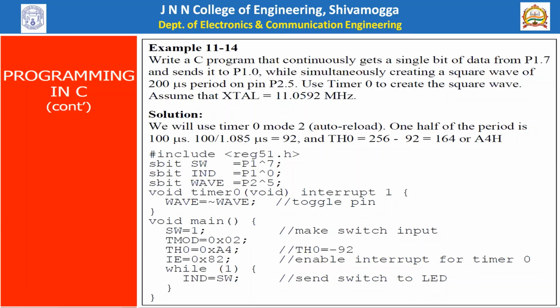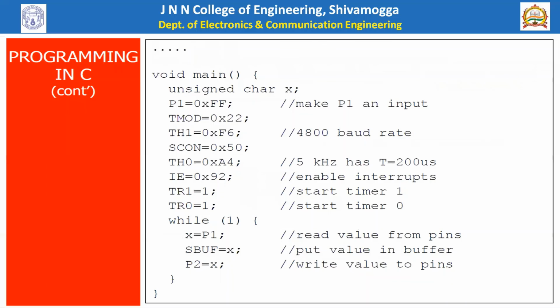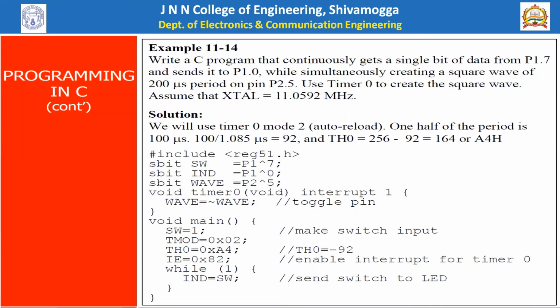Then whatever is there in SW, send it to IND. What is IND? P1.0. That is, whatever is read in SW, from P1.7, you are transmitting it to P1.0. IND is the P1.0 indicator. And this particular program goes like that. So it's a very simple program. Hope you have understood this, and we will continue it in the next class.